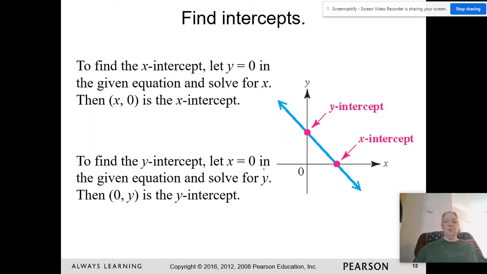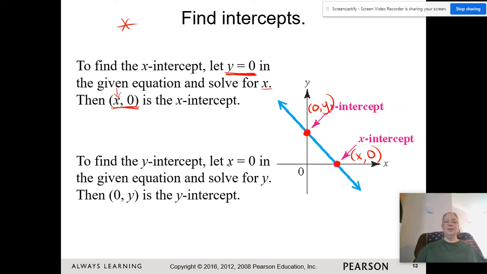All right, so make sure you write this down. This is super important. Where we cross the y-axis is called the y-intercept, and it's always going to have a 0 for an x and some value for the y. And where we cross the x-axis, we call that the x-intercept. It's going to have an x value, and it's going to have a 0 for the y. Okay? To find the x-intercept, we are going to let y equal 0, plug it in, and solve for x, and it's going to be something like this, a number and 0.